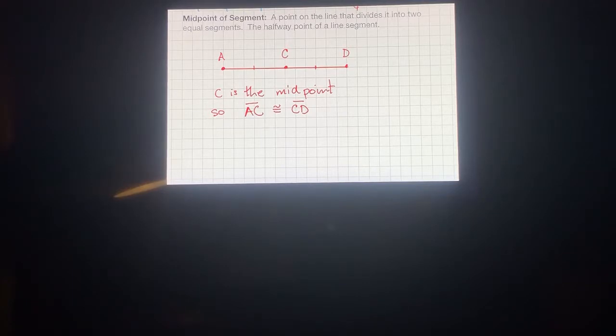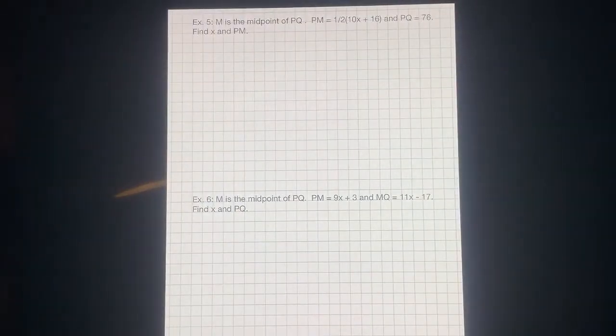It's the halfway point. So that means that if I have a line AD, and the midpoint is C, then that means that AC has to be congruent with CD. With that in mind, we are going to move to the following exercises.